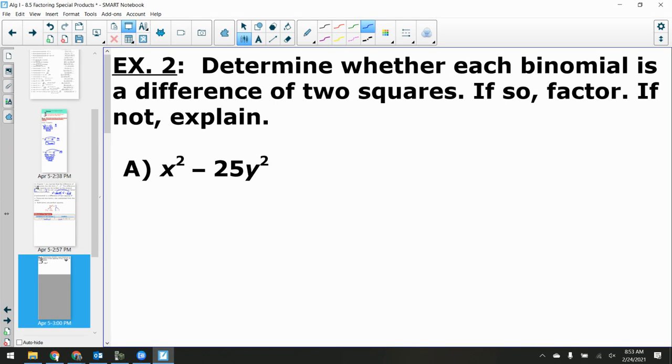Now, so let me take a look here. Is this a difference of squares? Does it meet the 2 criteria to be a difference of squares? Now, this first problem here, is the first term a perfect square? Is x squared a perfect square? Yes, because it's got an even power. Is 25 a perfect square? Yes, 5 times 5. Is y squared a perfect square? Yeah. So, does it meet the first criteria of all perfect squares?